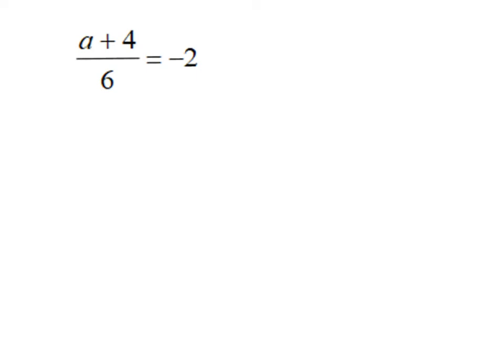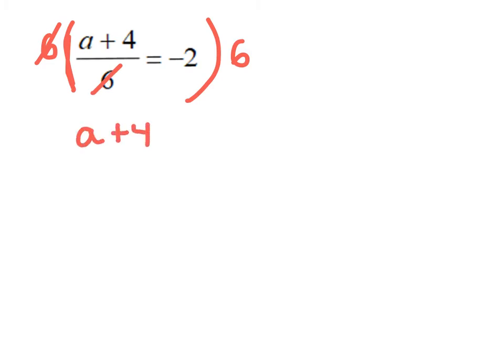In our last example, we see it looks a little different. Now we have a plus 4, and the entire thing is over the fraction. Whenever we see something like this, the first thing you want to do is clear the fraction. In order to do so, we're going to multiply the entire equation by 6 on both sides. What this does is this 6 on the left-hand side cancels with the denominator, so it becomes a plus 4 equals, and -2 times 6 gives us -12.